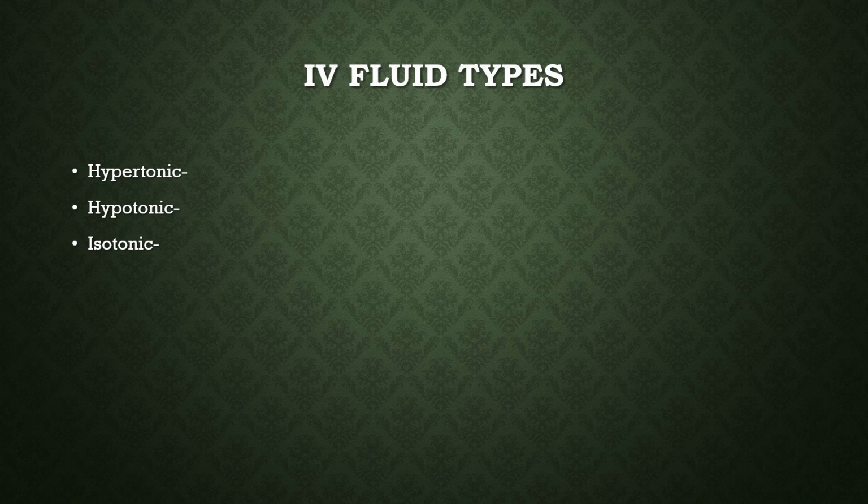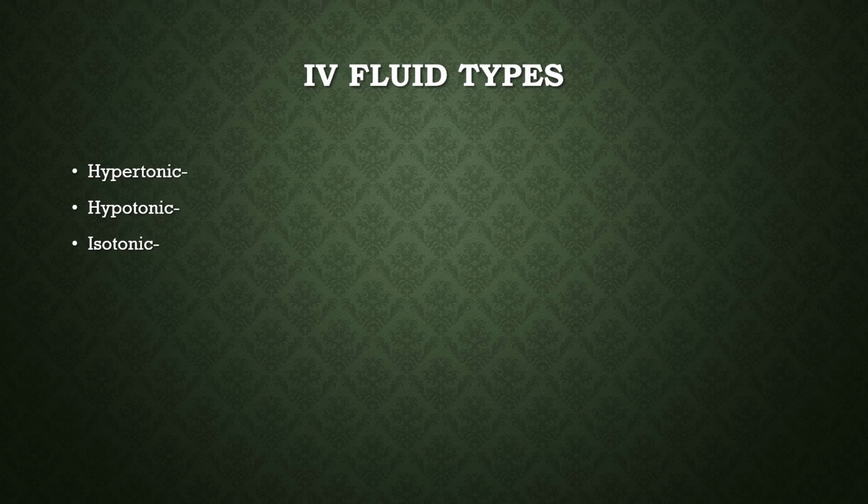D5W is the second fluid that is isotonic. D5W is 5% dextrose in water, 5% dextrose or 5% sugar in water. And it is also isotonic to the blood. So if I give you D5W, it's the same amount of sugar that's already in your blood, 5%.